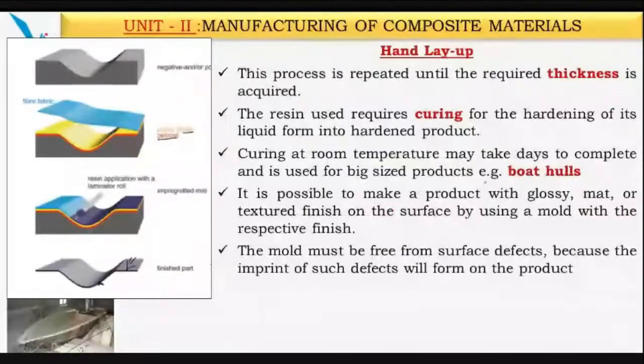With this, what kind of products can we manufacture? Even these large size boards are generally manufactured using this. It is possible to make products with a glossy, matte or textured finish on the surface by using a mold with the respective finish. Even you can apply colors on this. If you apply the color on the mold, that particular side of the finished product will have customized color paint applied. That is also possible. Sometimes people mix the color in the resin itself to give the desired color to that particular product. That is also possible.